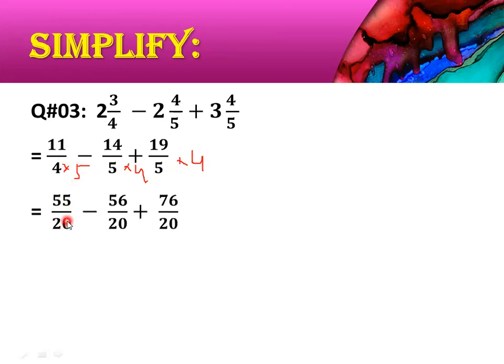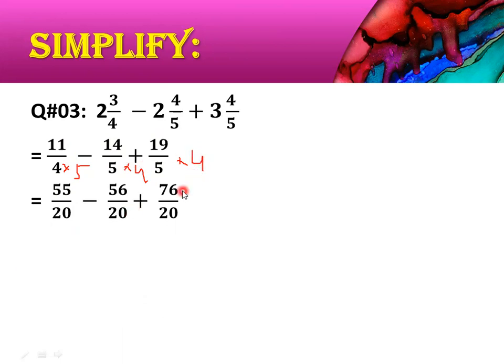So 11 multiplied by 5, it will become 55. 4 multiplied by 5, it will become 20. 14 multiplied by 4, it will become 56. And 5 multiplied by 4, it will become 20. 19 multiplied by 4, it will become 76. And 5 multiplied by 4, it will become 20 again. Okay, now as you can see here, you will get the denominators common. You have the common denominators here. So what you will do, simply you will take your denominator common and you will write here.